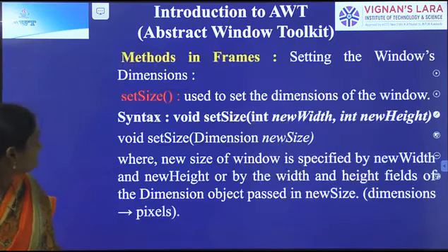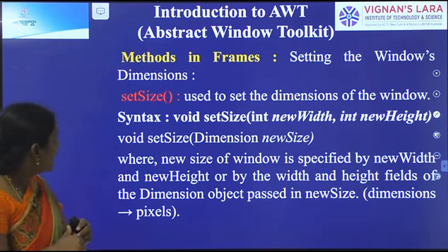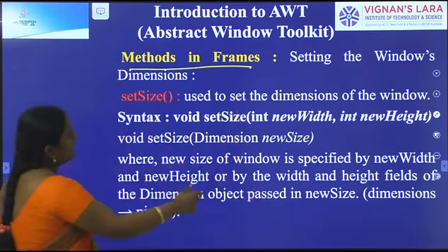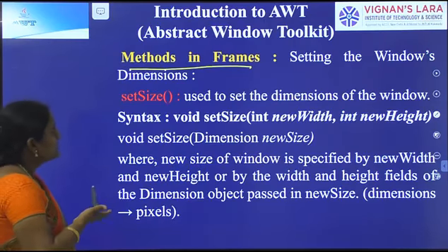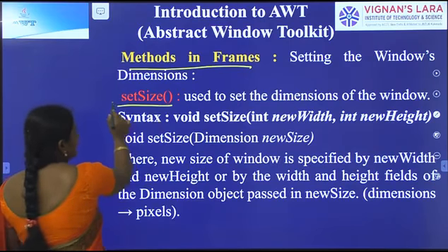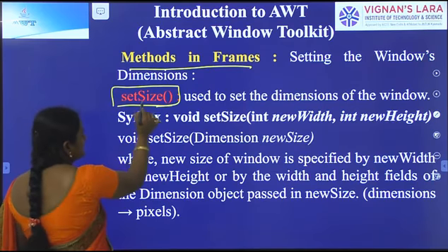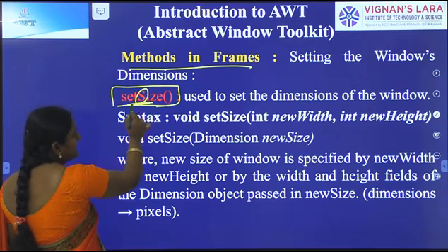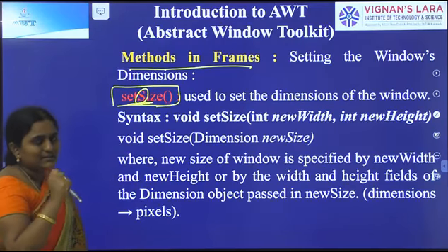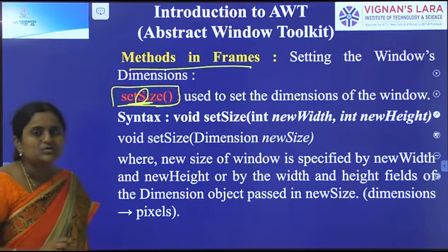Next, every class has some methods. Let us see the methods in Frame. First, setting the window's dimensions. We can use setSize, which is a method. According to the naming rules, if a method contains two words, the first letter of the second word should be uppercase. Here in setSize, the S of the second word is uppercase. It is a method defined by the Frame class. What is the purpose of this method, and when can we use it?